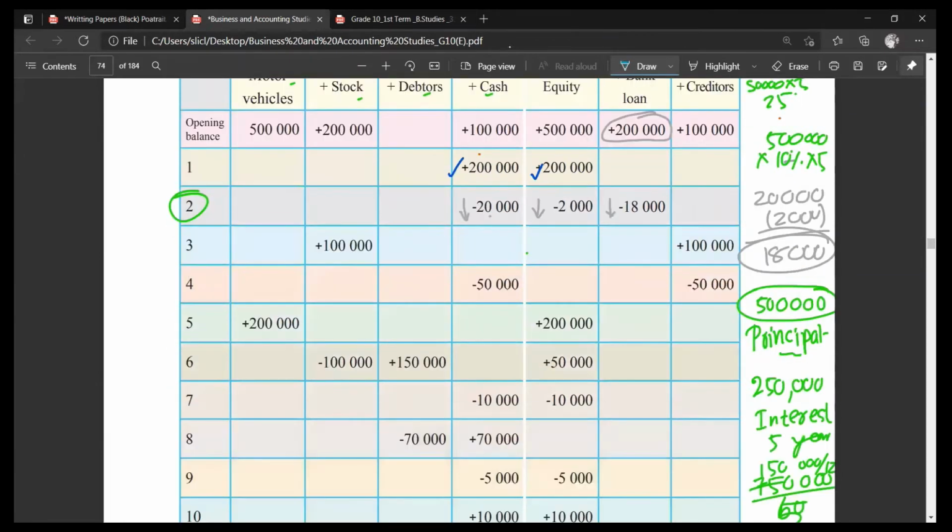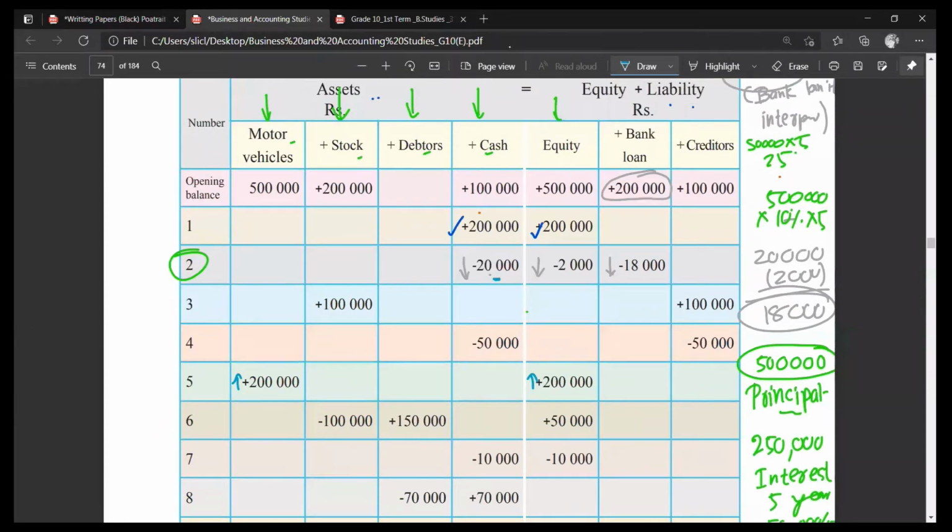So number fifth one, right? No, sixth. So 200,000 worth of motor vehicle asset will be increased, and also our equity will also increase. Somehow, guys, we need to balance the equation, right? Here also the equation is balanced. Here, asset side, right? Asset side also reduced by 20,000, and equity plus liability, right? Equity plus liability side also reduced by 20,000. Minus 2,000, minus 18,000, altogether minus 20,000.